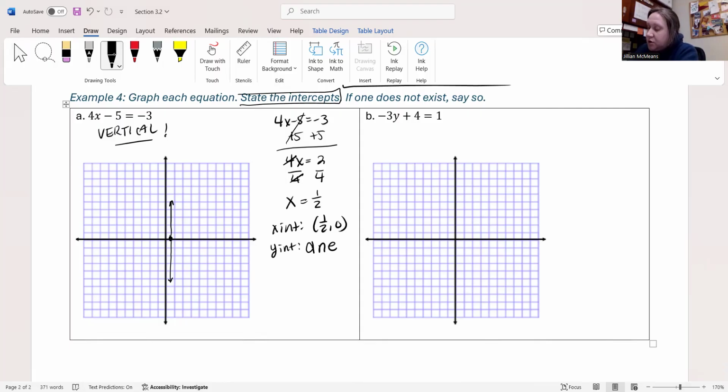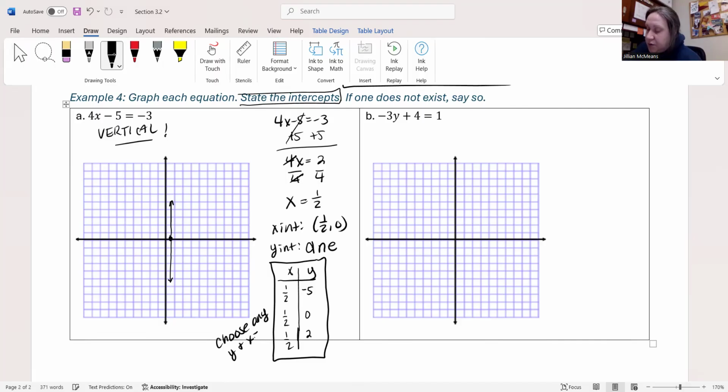Now, also, if you're just itching to have a table of values, we know that x has to be 1/2 no matter what. Doesn't matter what we choose for y, x has to be 1/2. So we could choose -5, 0, 2. Doesn't matter. Your x is still 1/2. So if you were in a situation where you had to create a table of values, that's what your table of values would look like. Choose any y and x equals 1/2. Okay?